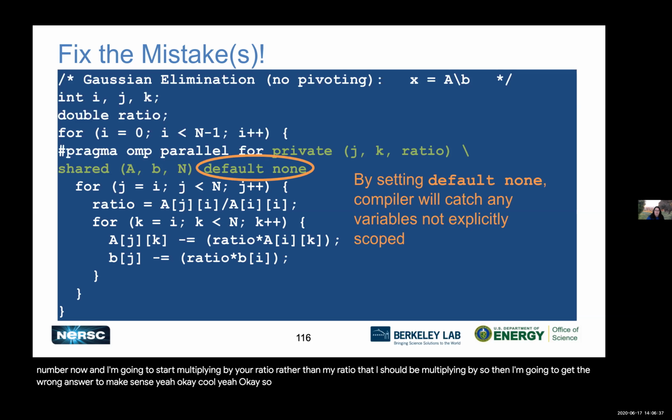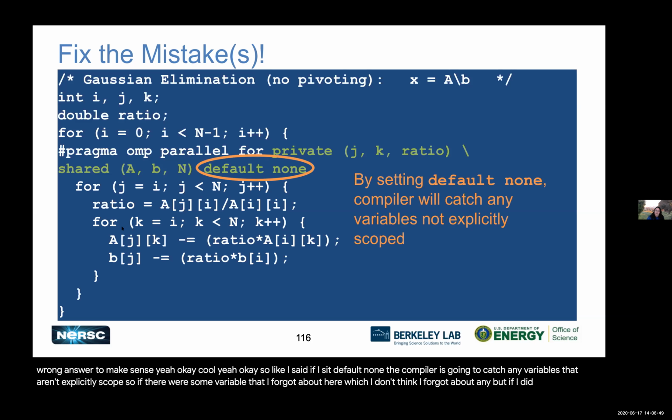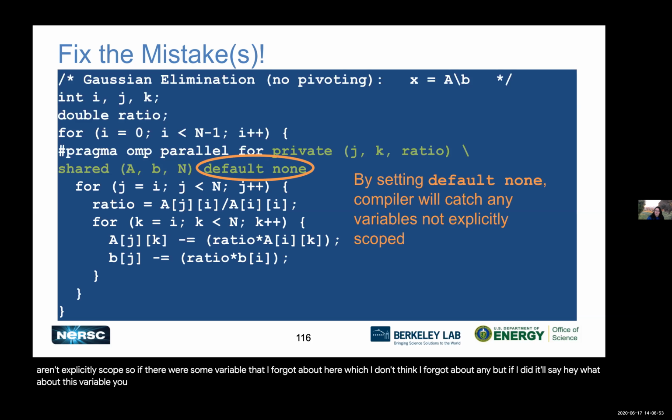Okay, so like I said, if I set default none, the compiler is going to catch any variables that aren't explicitly scoped. So if there was some variable that I forgot about here, which I don't think I did, but if I did, it'll say, hey, what about this variable? You didn't scope it. So that's what you want to do, though. You always want to scope all of your variables. It's just good programming practice, and it helps make sure that you understand what's really happening here.